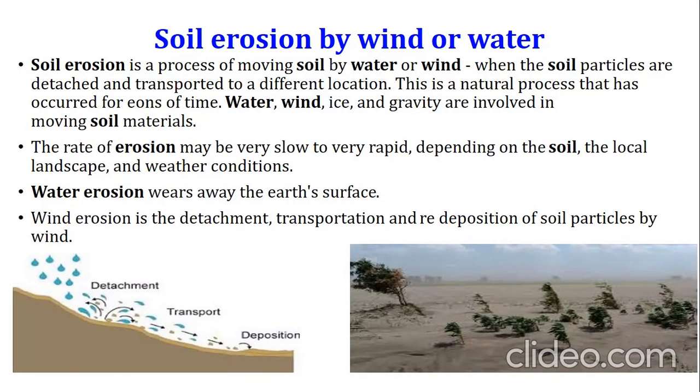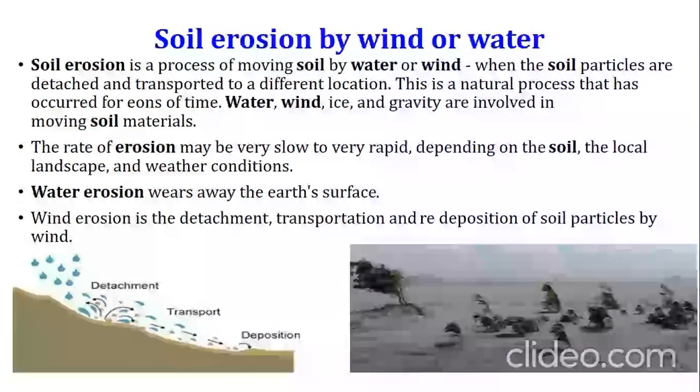Soil erosion by wind or water. Soil erosion is a process of moving soil by water or wind. When the soil particles are detached and transported to a different location, this is a natural process that has occurred for eons of time. Water, wind, ice and gravity are involved in moving soil material.